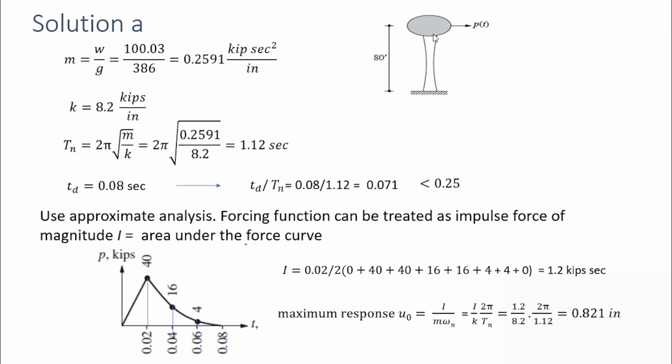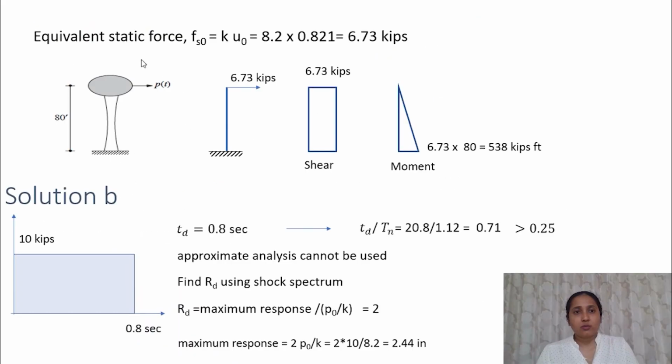So now we know the maximum displacement, so we can find the force. We have the stiffness value, so we can find the equivalent static force. The equivalent static force acting on this tank is k times the maximum displacement. So that would be 8.2 times the displacement we just calculated, 0.821, which is equal to 6.73 kips.